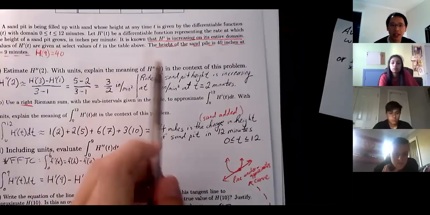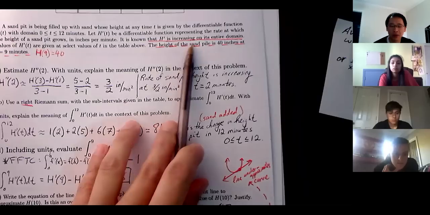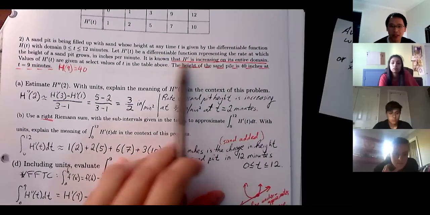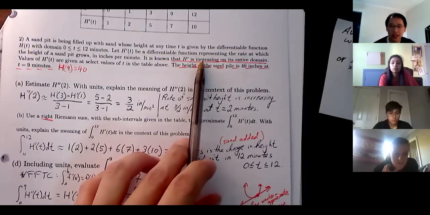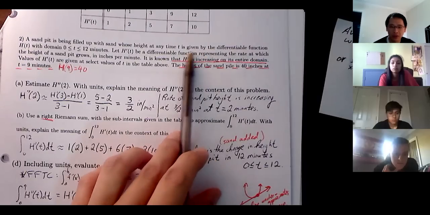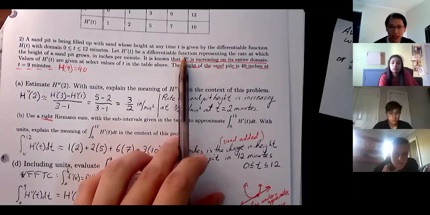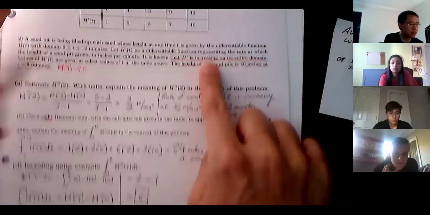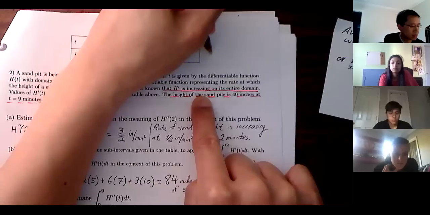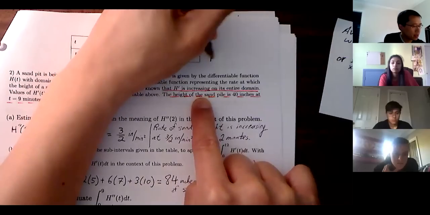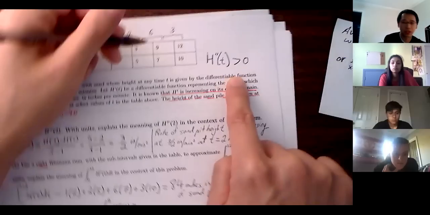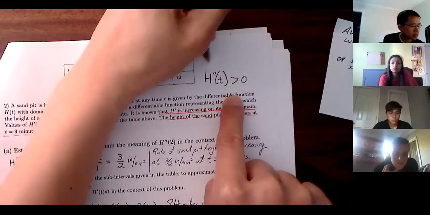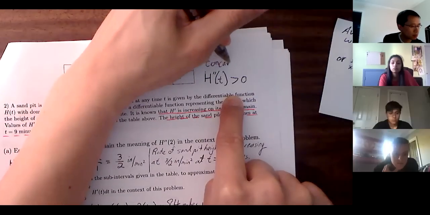And this is the hint here. It says h prime is increasing, okay? It doesn't seem like something that is talking about h of t, but h prime is increasing. It's saying that the rate of change of the first derivative is positive. So we need to be able to look at this and recognize this is really telling us that h double prime of t is always positive. So we need to be able to relate this with the words concave up.